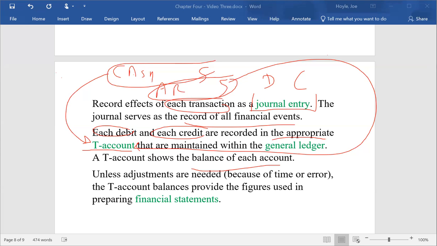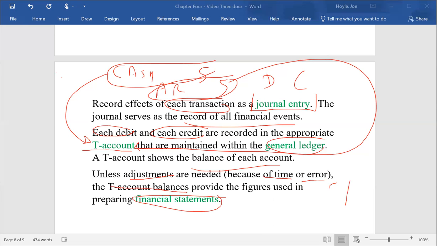And the T accounts are kept in what's called a general ledger. The journal entries record the transactions. The T accounts in the ledger record the account balances. And that's the system that we have used for many, many, many years. Now, you may eventually have to adjust those accounts a little bit more because time will change them, or maybe there's an error in there. But if there's no adjustments needed and there's been no errors made, then the T account balances are simply used to prepare the financial statements.